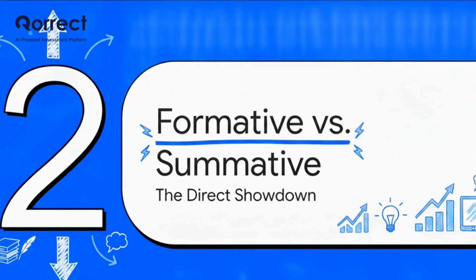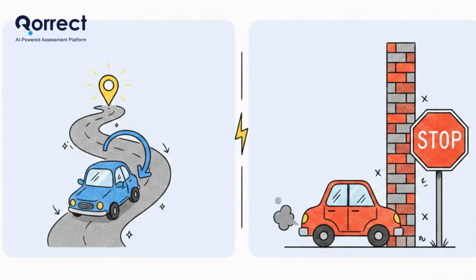Moving right along to Section 2, this is the direct showdown: formative versus summative assessments. Let's go ahead and draw the battle lines here. Formative assessment happens during learning, providing continuous feedback where the entire focus is just on improvement. Summative assessment, on the other hand, happens at the very end of the term. It focuses strictly on final grades with literally zero opportunity to change anything.